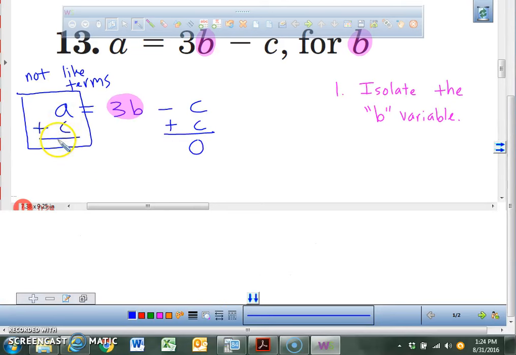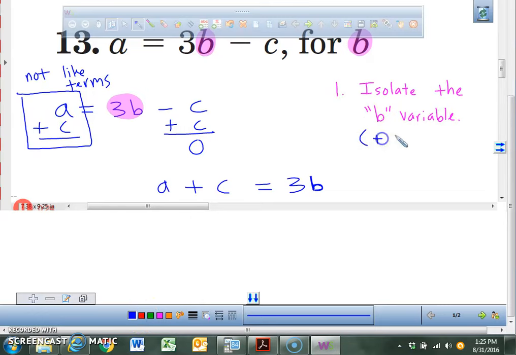So how could I write that as an expression where I couldn't combine them? That's right. So we're going to write A plus C is equal to 3 times B. It's supposed to be a B, not a 6. It's 3B. All right. So now that's step 1. Have we isolated the B variable? Yes. Now, how did we do that?